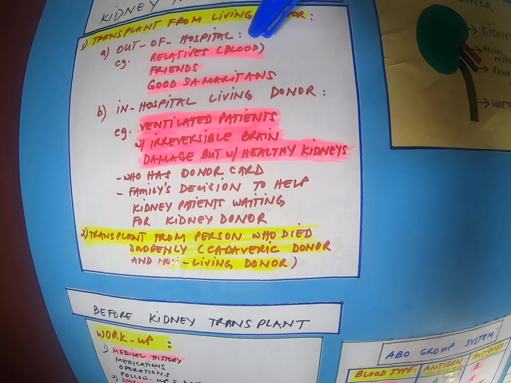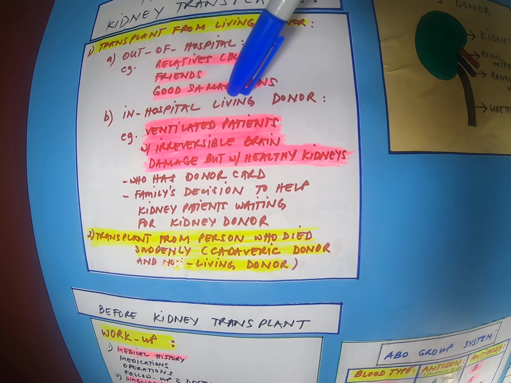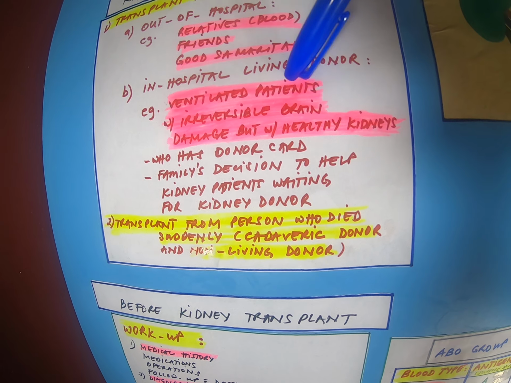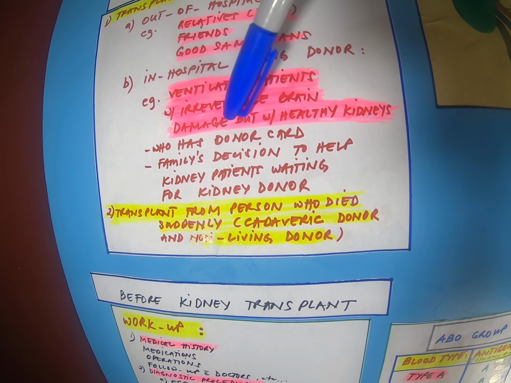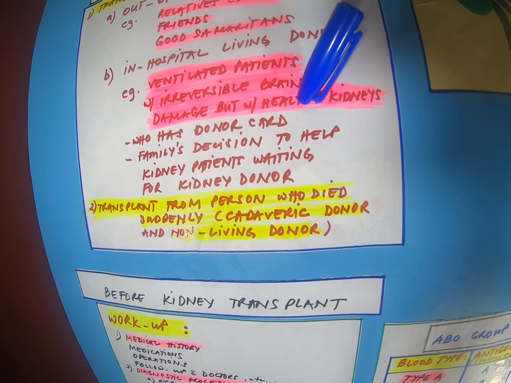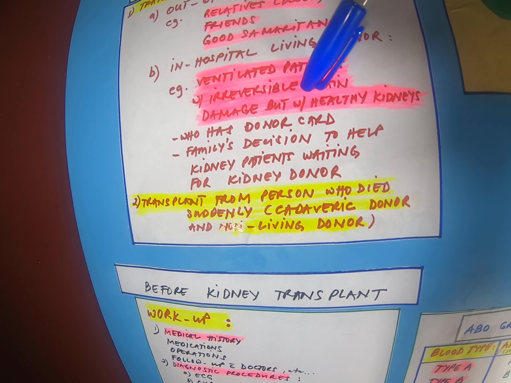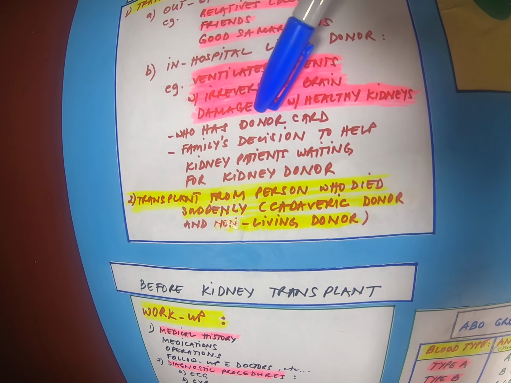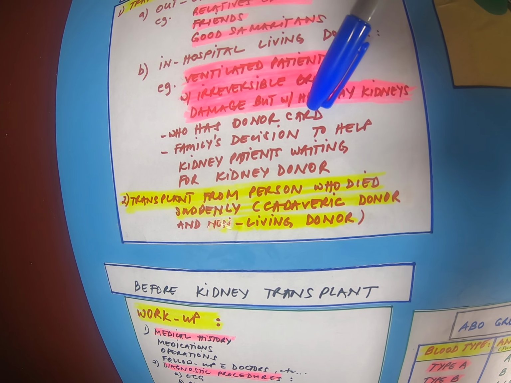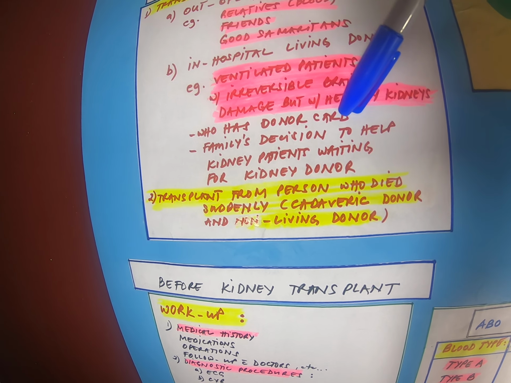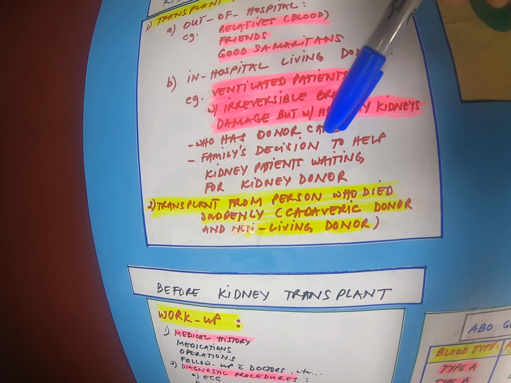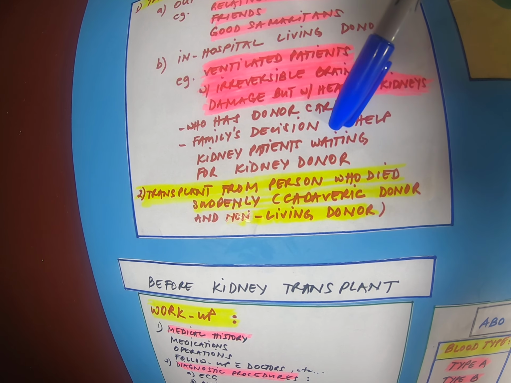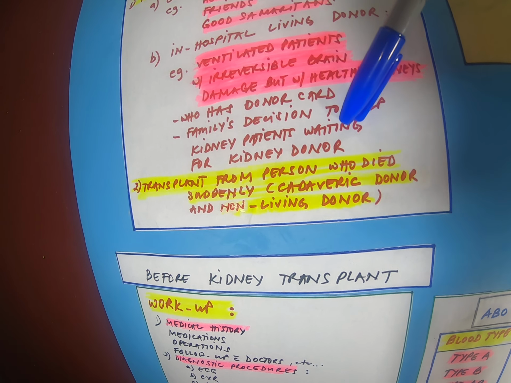There are also donors coming from the hospital. An example of this are ventilated patients with irreversible brain damage, but their kidneys are still healthy. Before something happened to them, these people agreed that they will donate their kidneys because they have a donor card. And if the family members of the deceased are young, sometimes the family can make a decision to help other people waiting for kidneys.